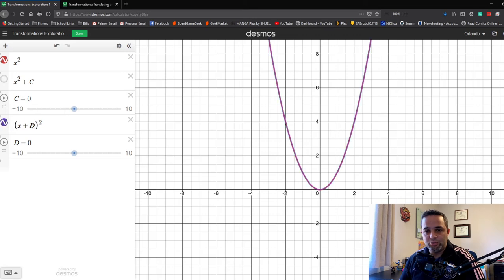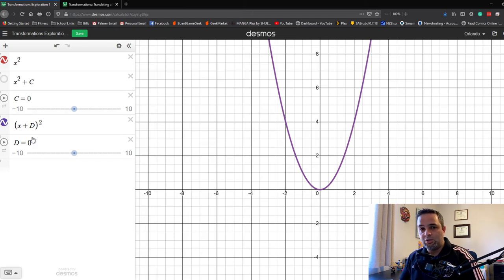Okay. Now I'm going to switch it up. So now I'm going to include this purple graph. Now notice how this one's different. Now I'm adding, but I'm adding inside the function. So I'm not adding outside the function like we did with C. I'm adding inside the function, which is this variable d.